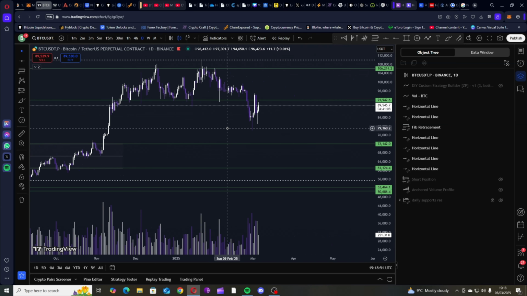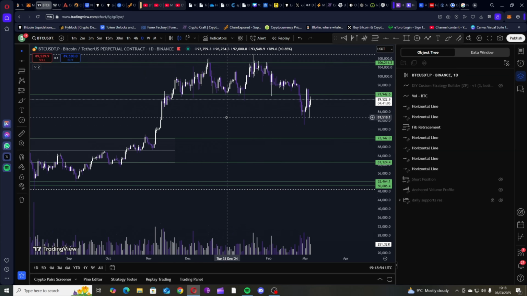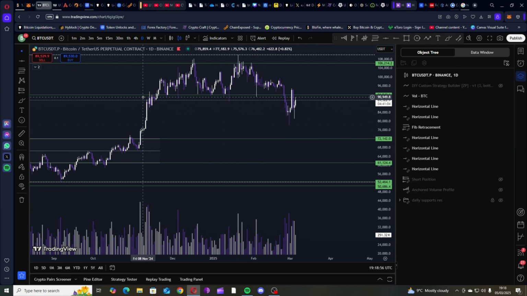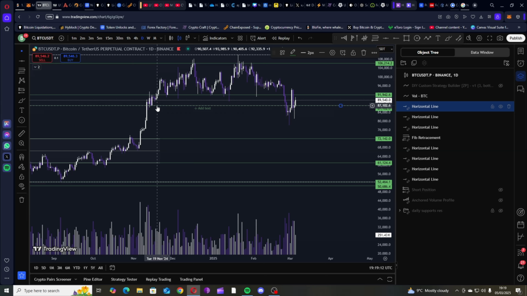So where we are now in Bitcoin, consolidation zone here. That's where we are at the minute. We're in a prior consolidation zone. So if we mark out this zone here, that was a support. And this top here was a resistance.